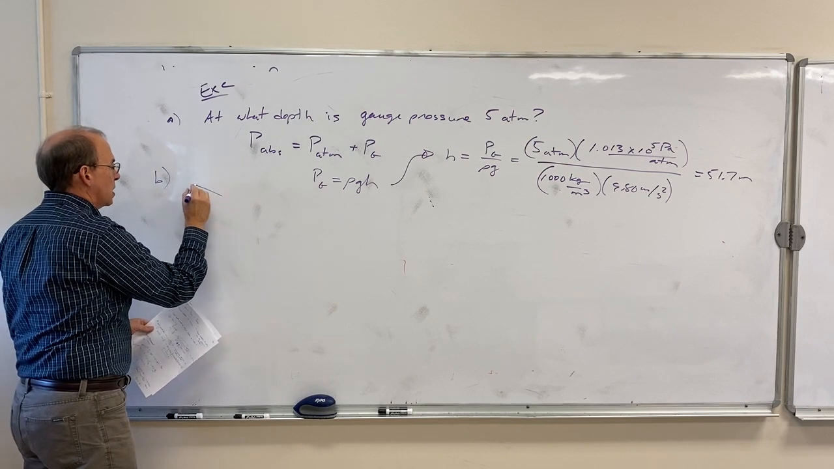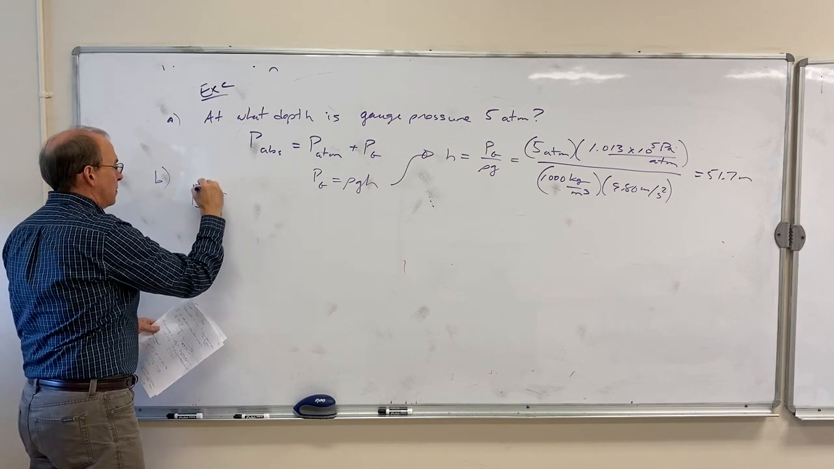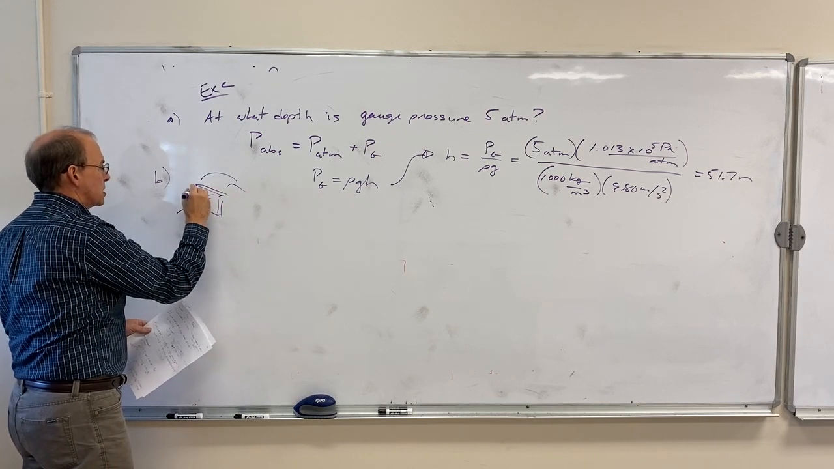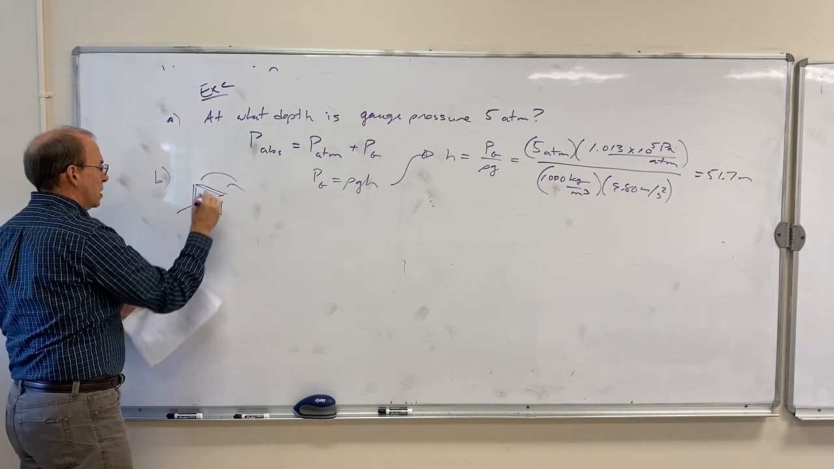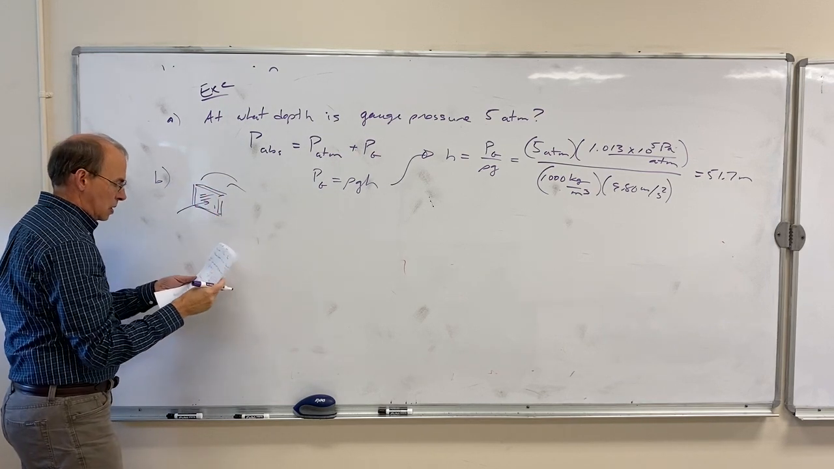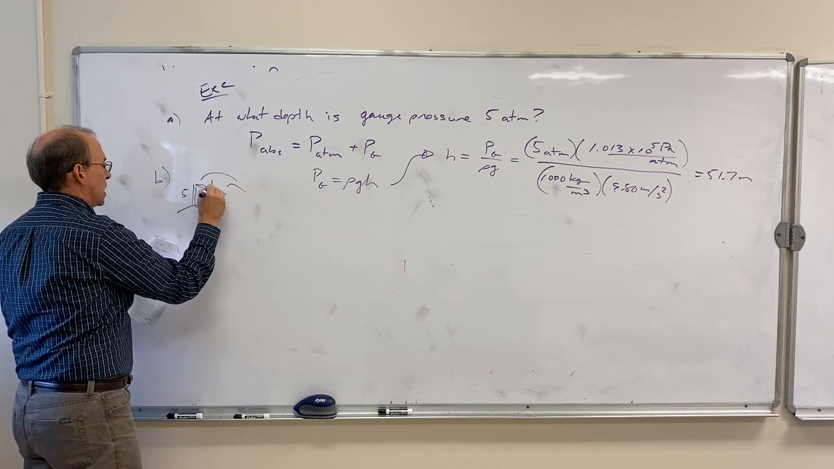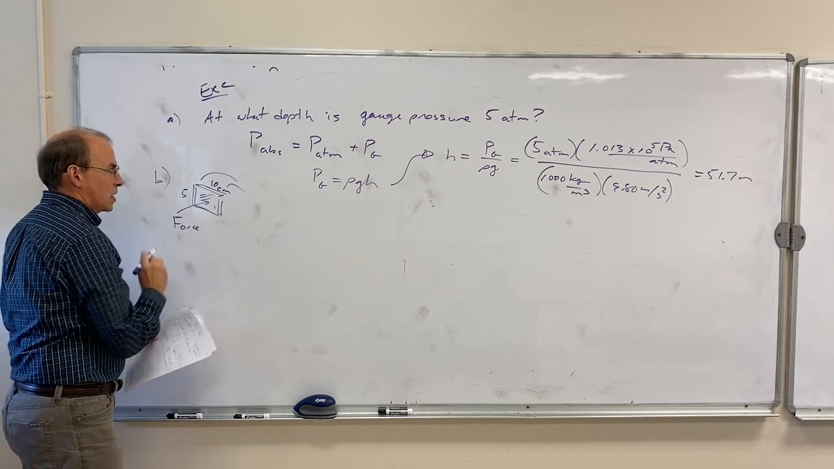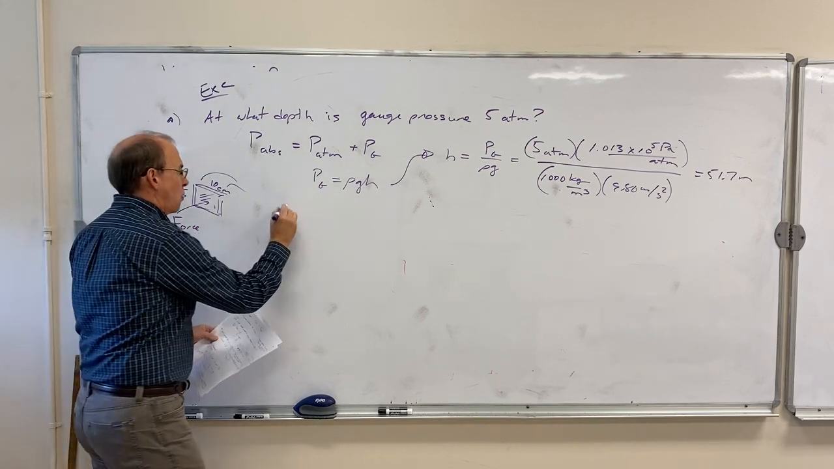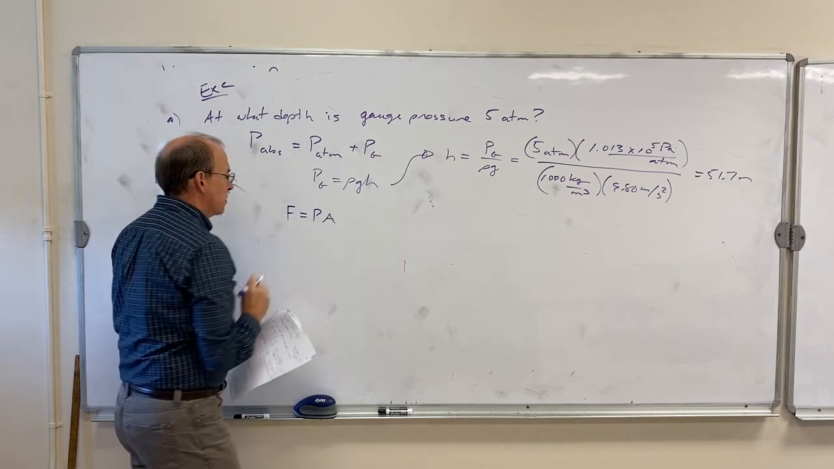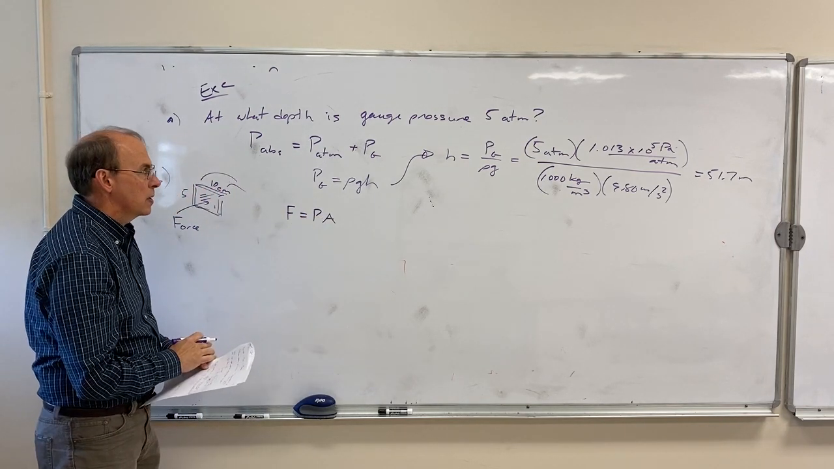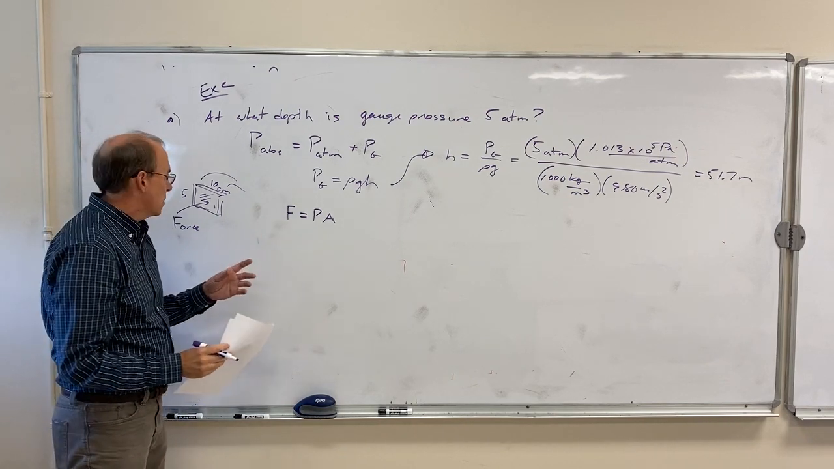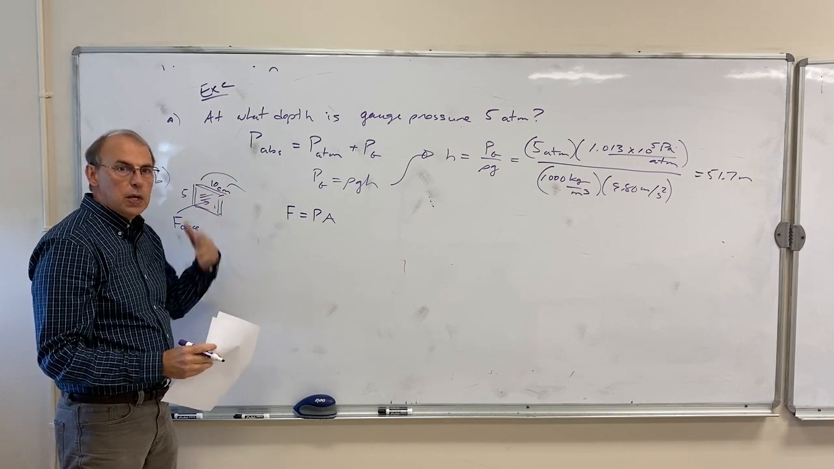Well, suppose you're diving and you're wearing some scuba gear, and this is the glass visor on your scuba gear. And suppose that visor is, let's see, 5 centimeters by 10 centimeters. And you want to know what's the force on that visor. Well, force is pressure times area, because pressure is force over area. The pressure that matters here is the gauge pressure, pressure above or below atmosphere, because you presumably have 1 atmosphere inside the visor.